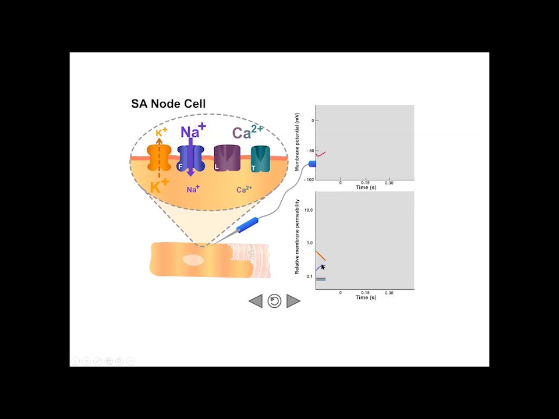Okay, and down here they're showing you the permeability to each ion, and it's color coded. The permeability to sodium is going up, and I guess it's purple. The other one almost looks purple too, but we'll say the normal purple color is sodium going in.